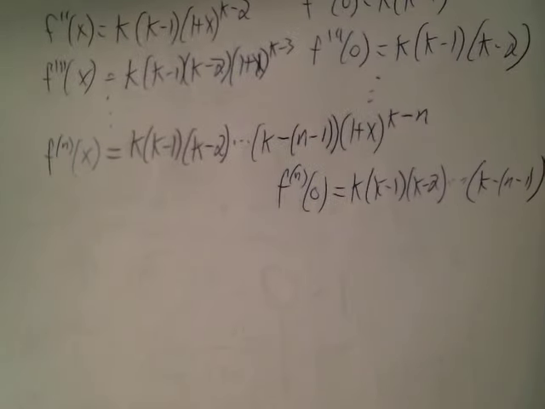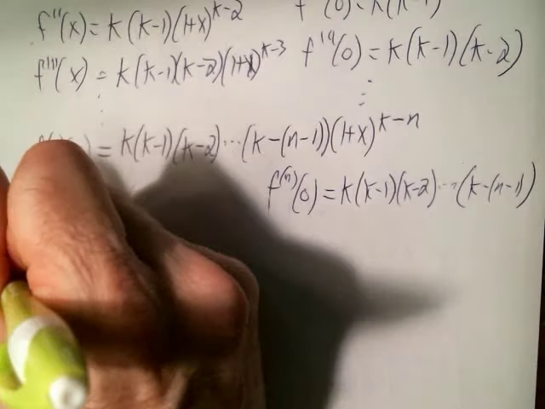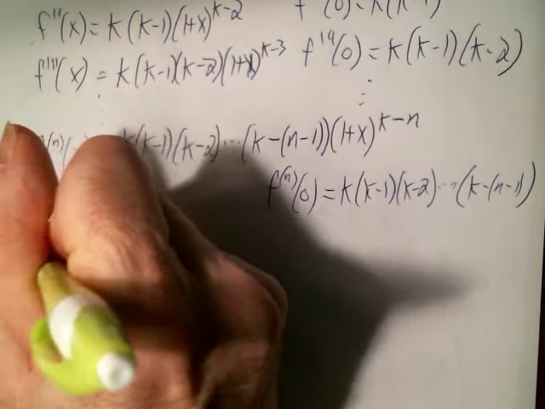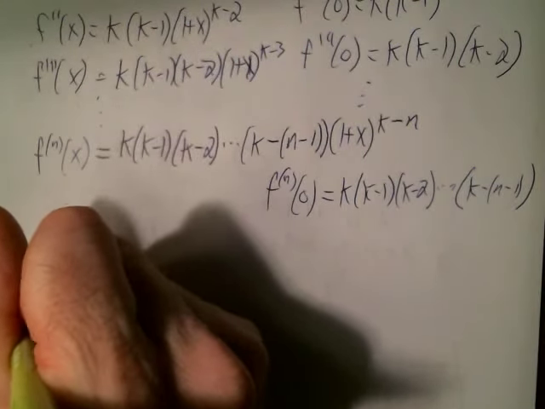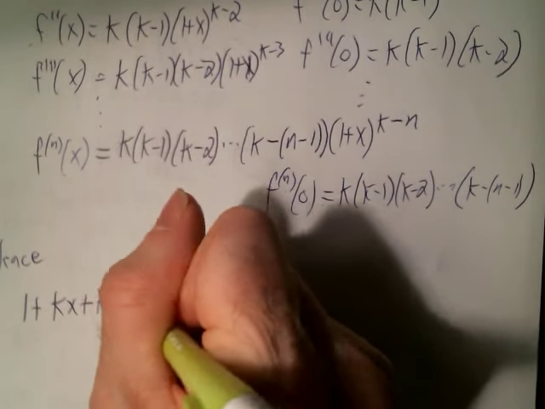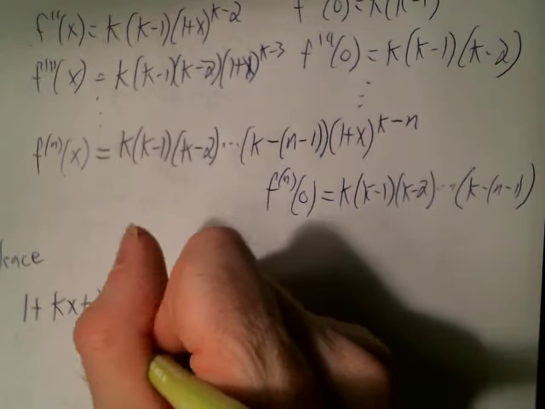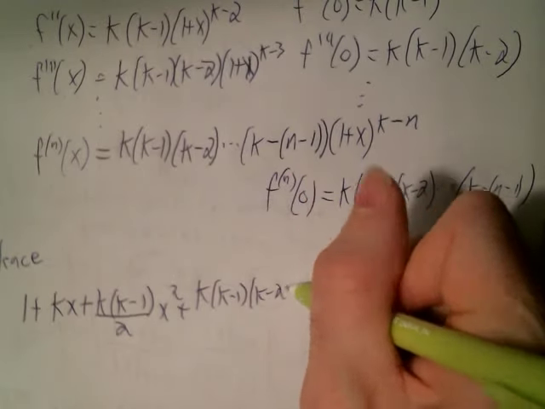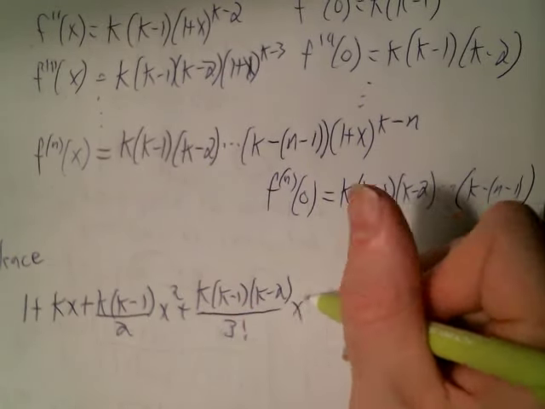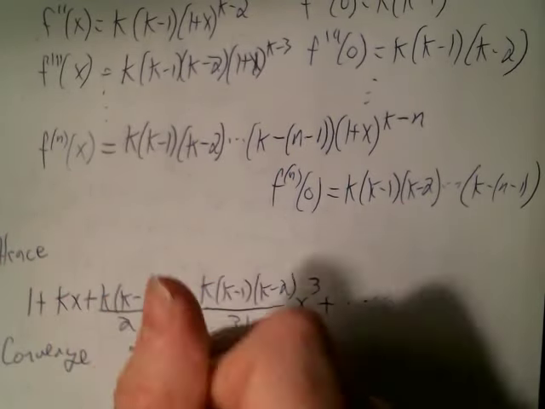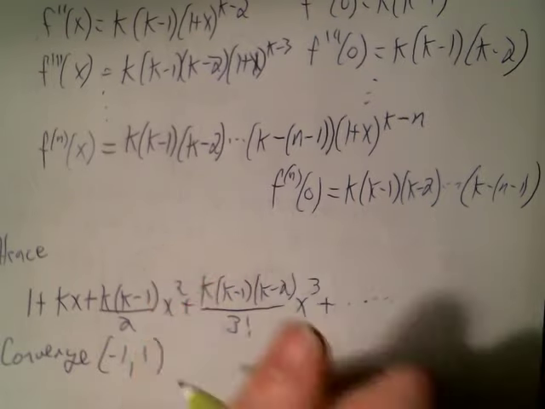And then we plug it into our formula, so we'll have this representation: 1 plus k times x plus k times k minus 1 all over 2 times x squared plus k times k minus 1 times k minus 2 all over 3 factorial times x cubed plus et cetera, et cetera. Okay, the book notes this series will converge. Don't ask me how they know, but it converges on -1 to 1.